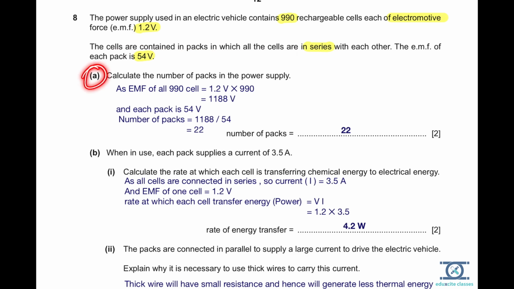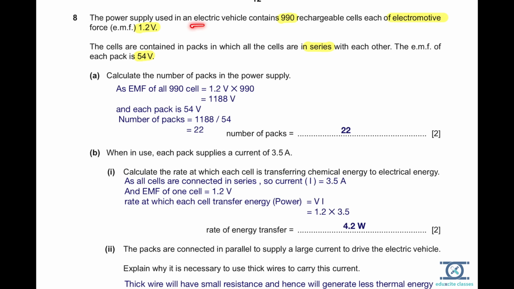Now part (a): calculate the number of packs in the power supply. That can be easily calculated. The EMF of all 990 cells will be 1.2 times 990, that is 1188 volt, and each pack has 54 volt. So the number of packs will be the total EMF of the 990 cells divided by each pack's voltage. So we get 22 packs, each having a voltage of 54 volt.